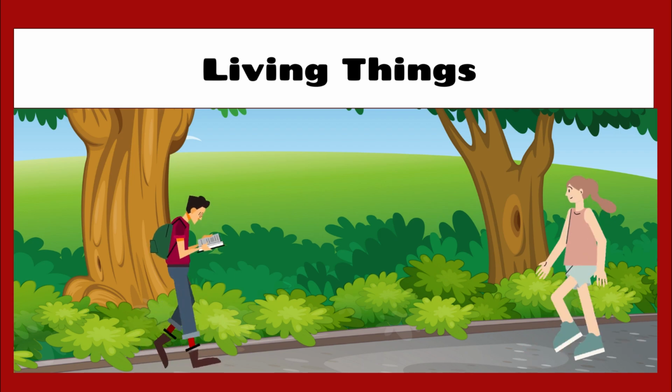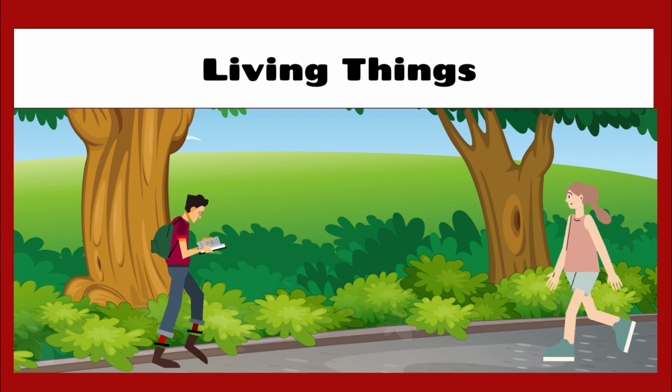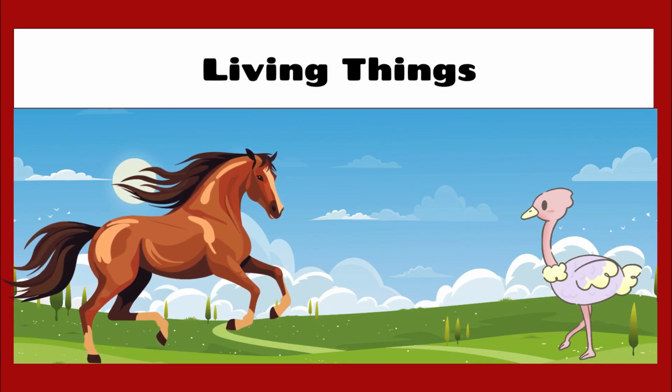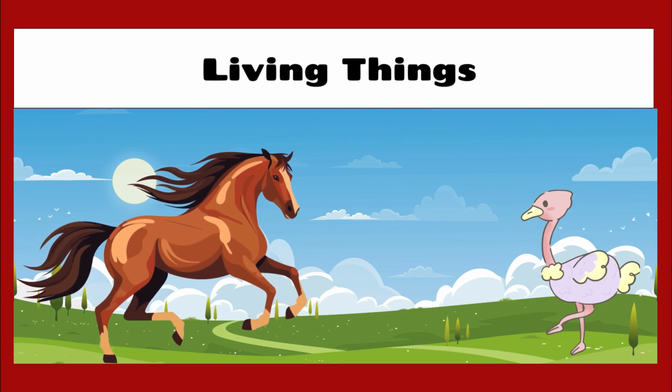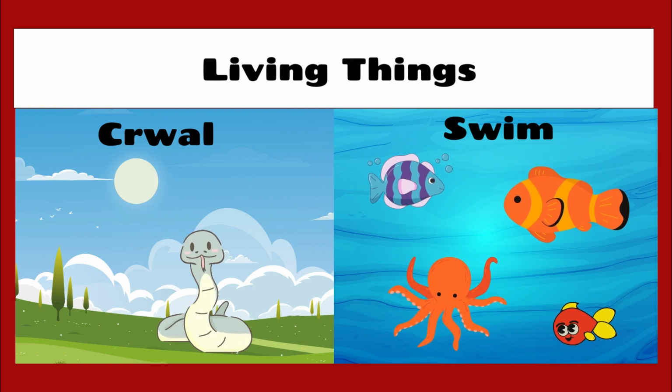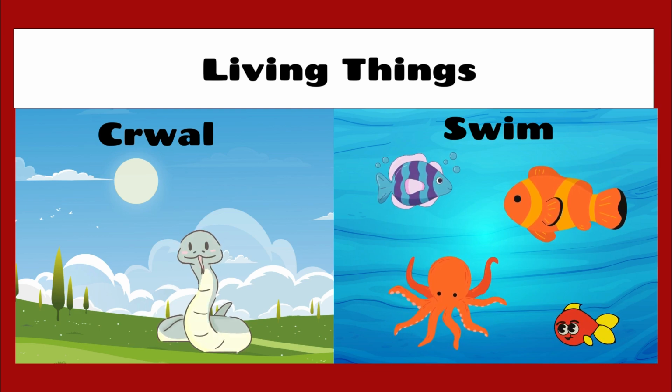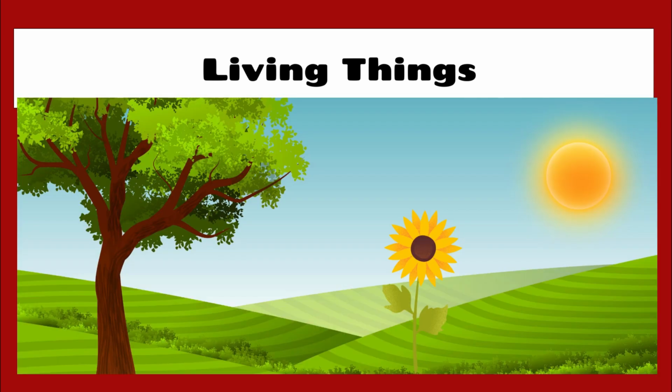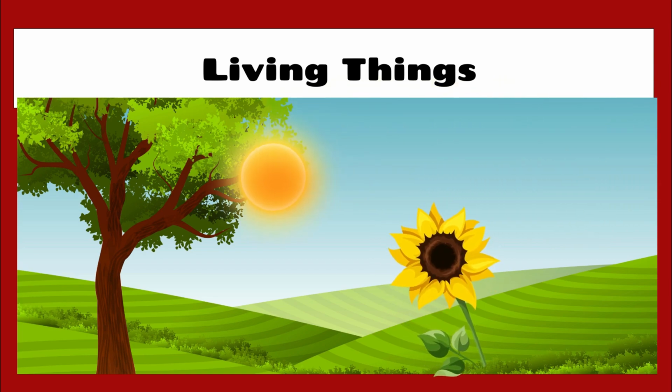Living things. Living things use their legs to move. Animals use their legs to move. Also, animals without legs can crawl, slide, and swing their body to move. Plants also show some movements, like a sunflower follows the direction of the sun.